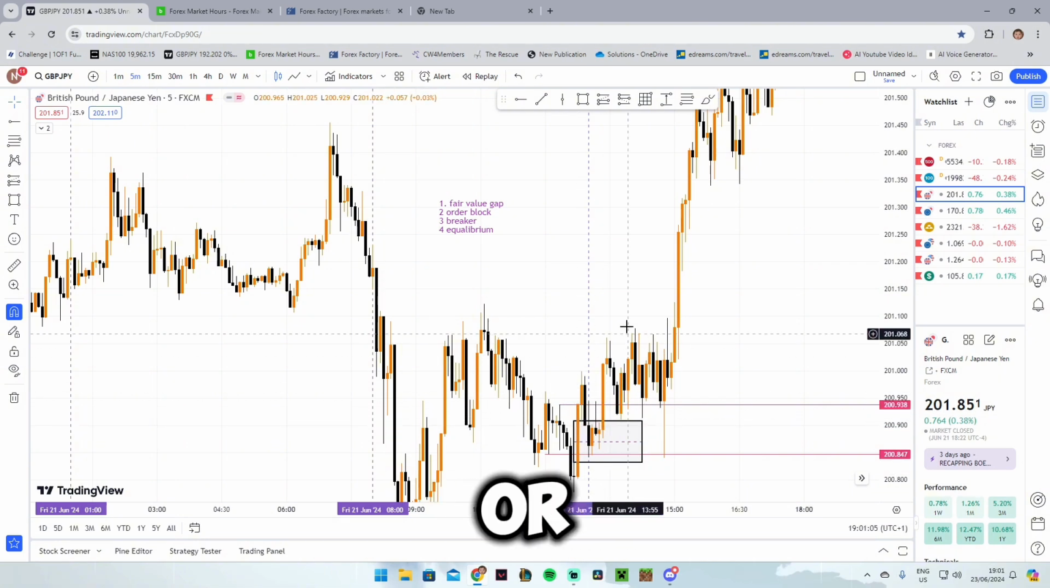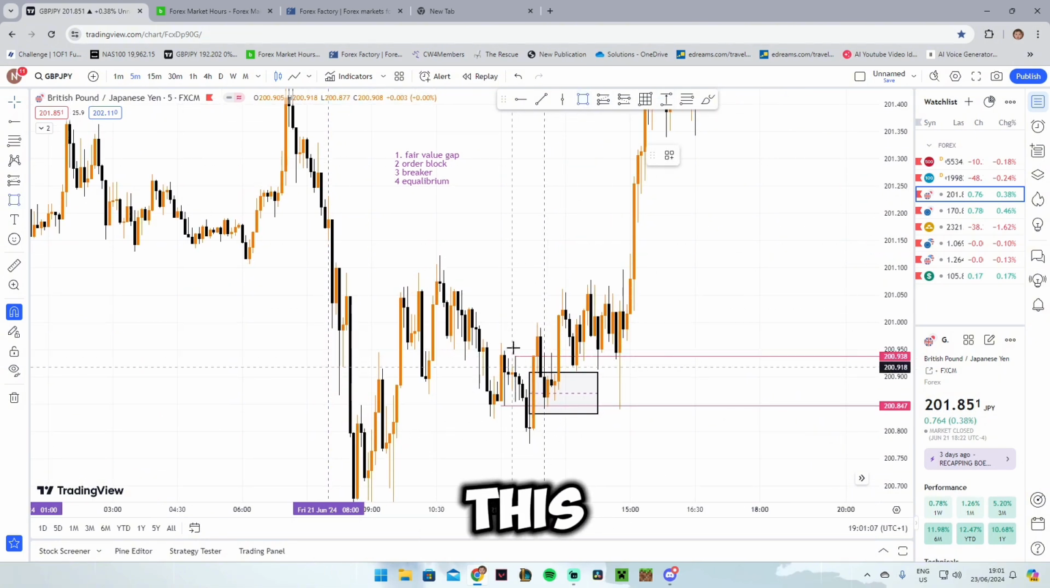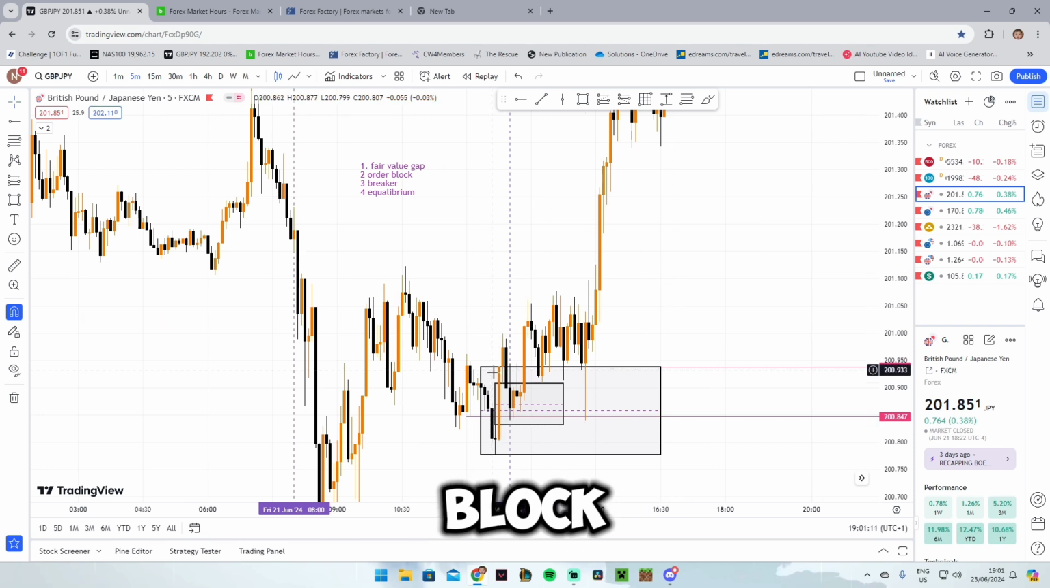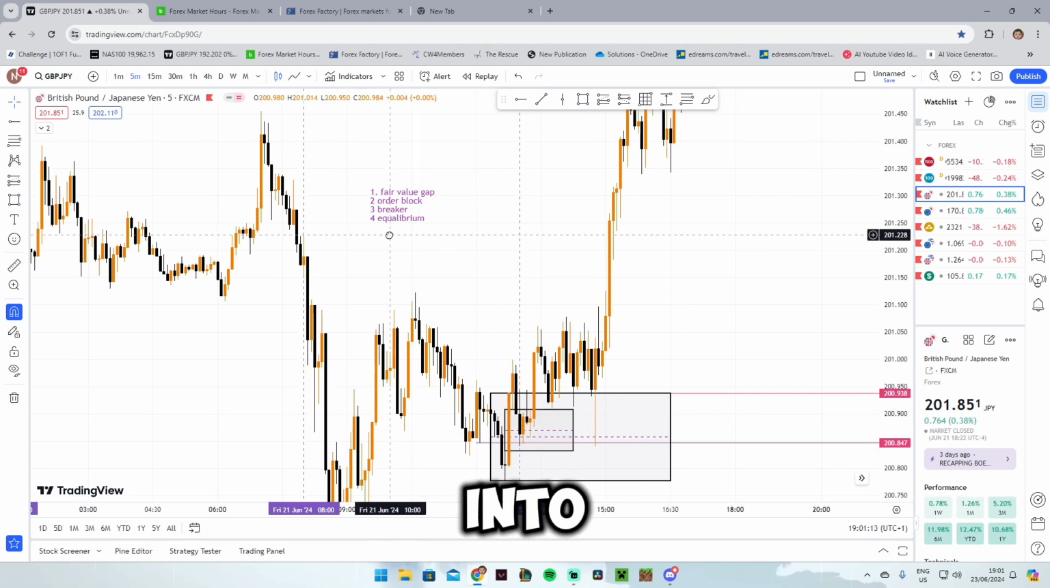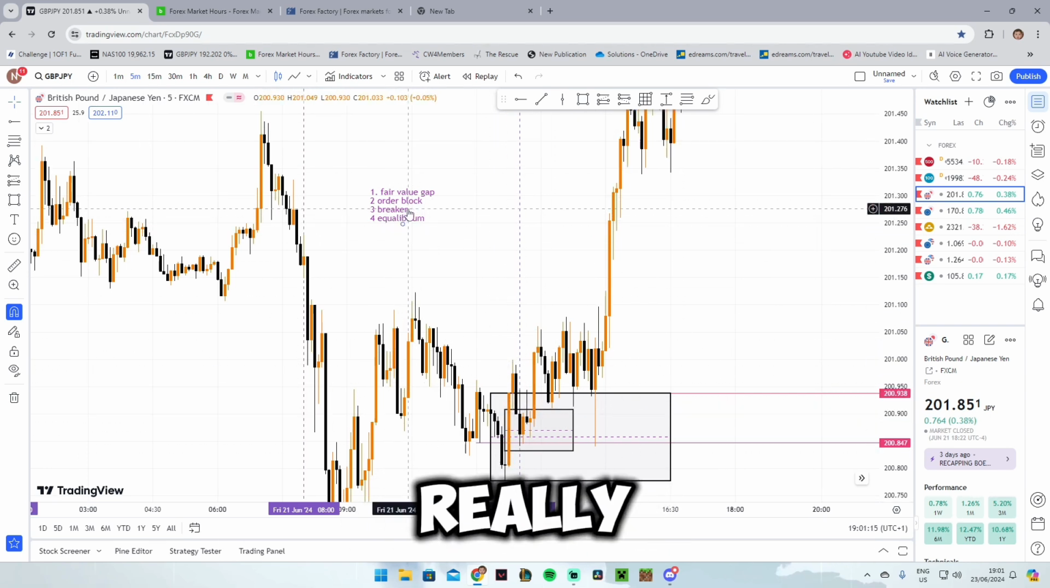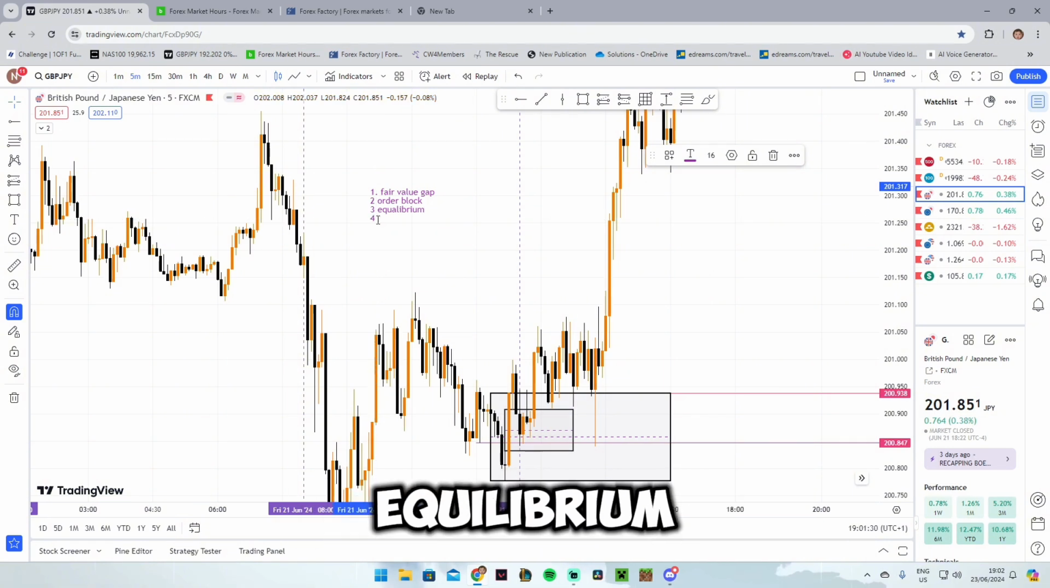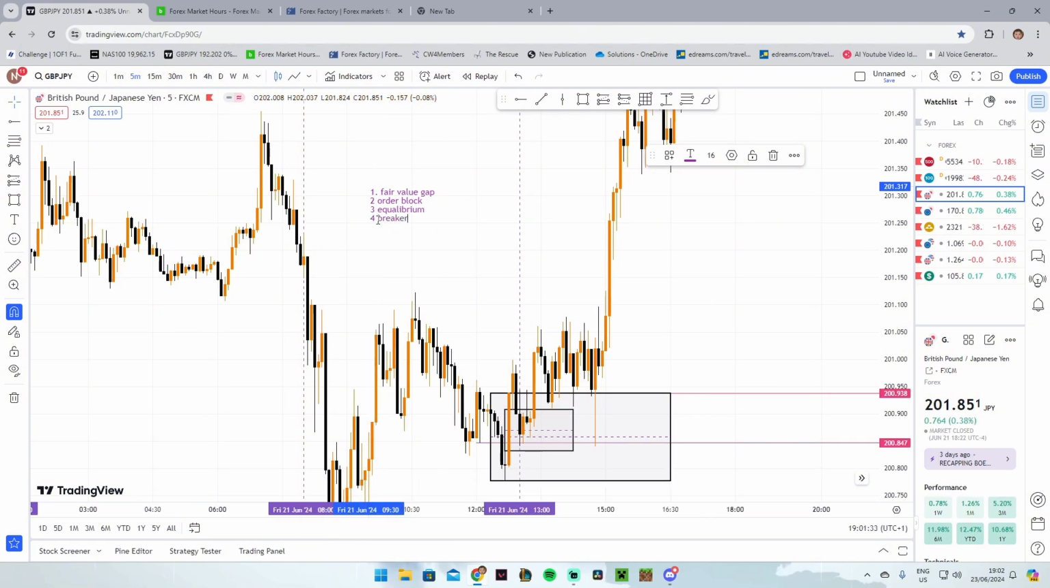Then second would be order blocks, which also this one gets tapped into as well. This whole move down, order block, instant tap into. Breaker, I wouldn't really put breaker. Not many times do I use breaker, but let me just switch this then. Yeah, I put equilibrium at 3. Then we get a little breaker. Equilibrium, breaker block.